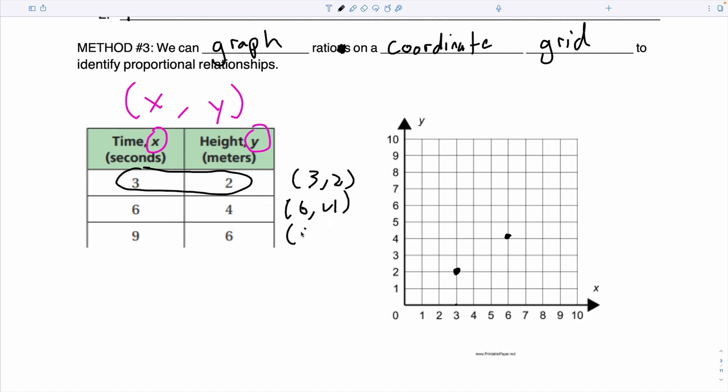Then run over to 9. Jump to 6. 1, 2, 3, 4, 5, 6. Yeah. We used to do this for covering notes. Yeah. Most of us are kind of familiar with this.